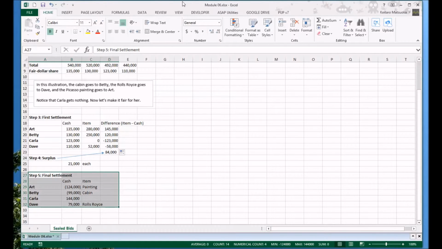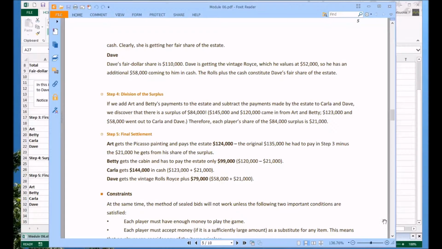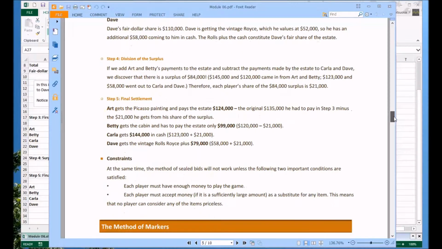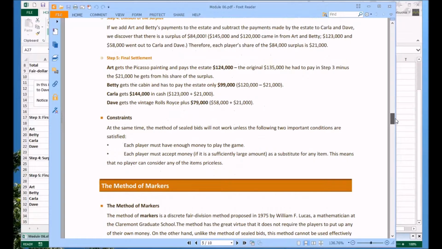So moving on, here's a summary. I recommend you go through the calculations to make sure you get these numbers on your own. You can do it in Excel, or you can do it by hand with a calculator. So here are some of the constraints. Basically, everybody has to be rich enough to play the game, and everybody will accept the money in lieu of an item.